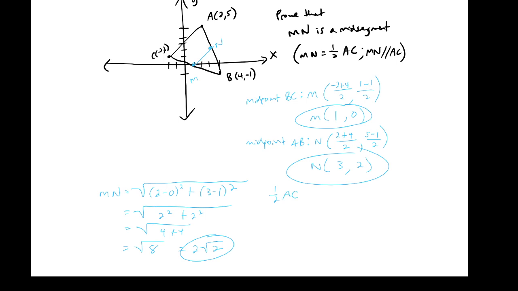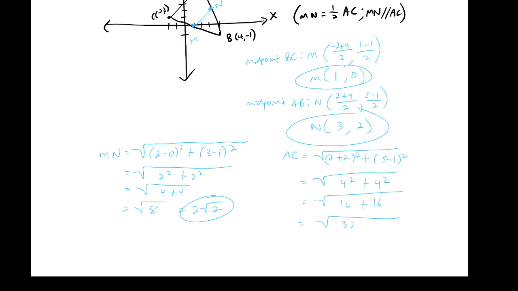Because we're trying to see what 1/2 of AC is equal to. So AC is going to be the square root of (2 minus -2) squared plus (5 minus 1) squared, which is equal to 2 plus 2 is 4 squared, 5 minus 1 is 4 squared, equal to 16 plus 16, right? 4 squared is 16, which is going to be the square root of 32. The square root of 32 is going to be 4 rad 2, all right?